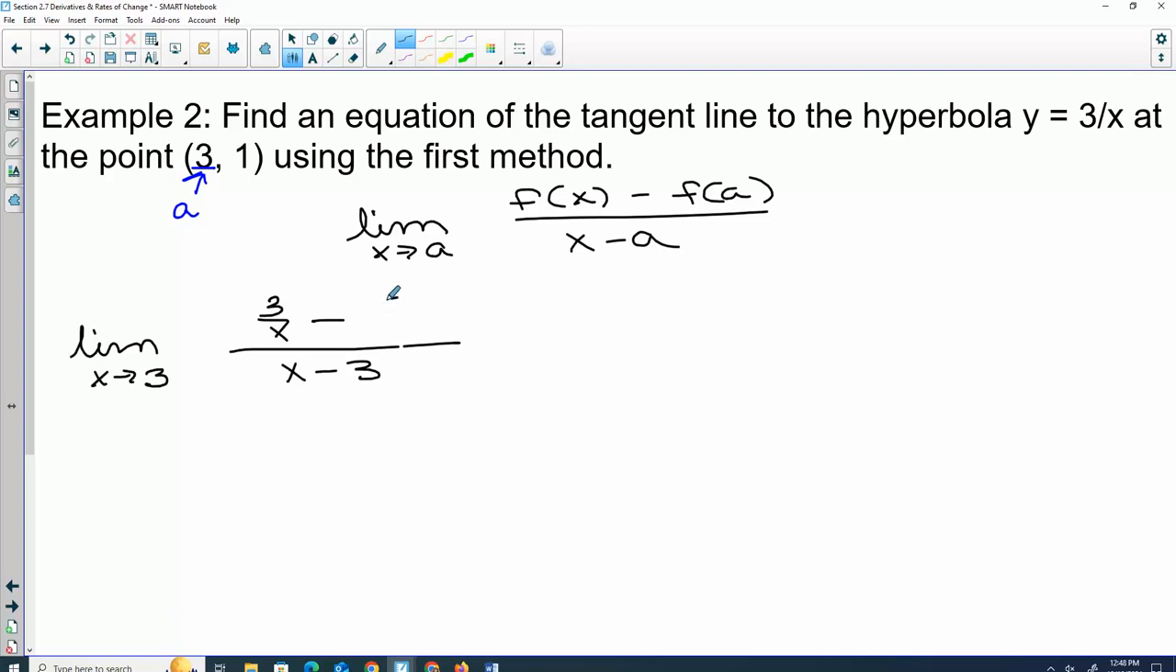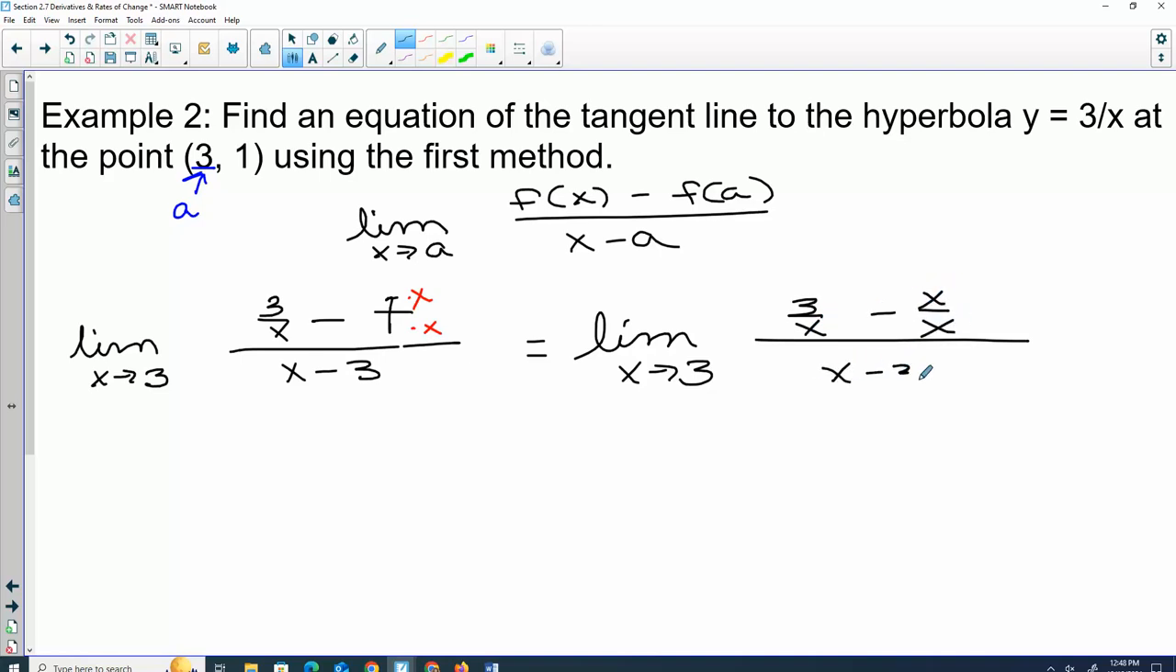If I want to add or subtract, what do we have to do? You have to get a common denominator. So it's much the same process. This is like a 1 over 1. What am I going to have to multiply by on top and bottom? X. So we have 3 over x minus x over x, divided by x over 3. When we put this together, we get 3 minus x divided by x, over x minus 3. Not quite as nice.